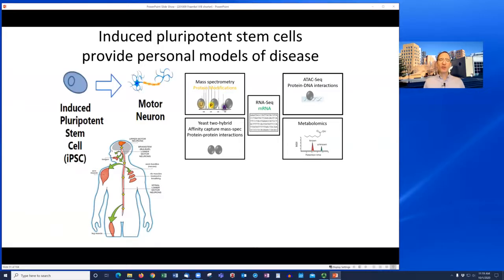And so the technology we use is induced pluripotent stem cells. In this technology, we take cells from a patient, we make them into pluripotent cells in the lab, and then force them to differentiate into motor neurons. And then we measure many different kinds of omics data. So we have gene expression data from RNA-seq, epigenomic data from ATAC-seq, and then proteomic data from mass spec.